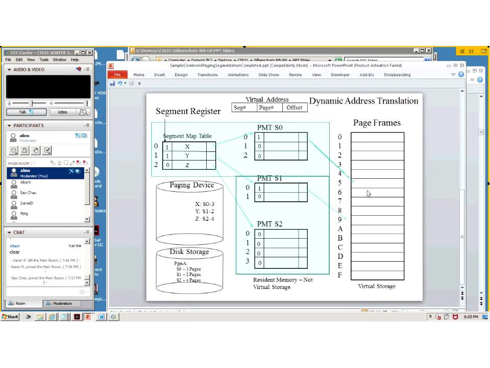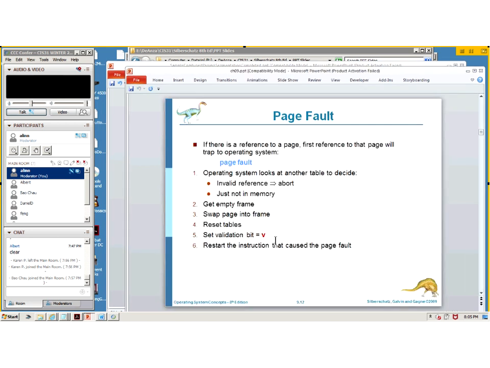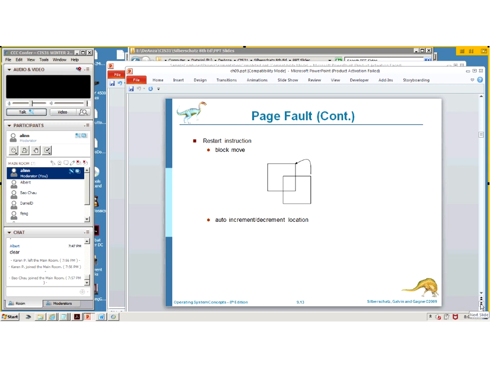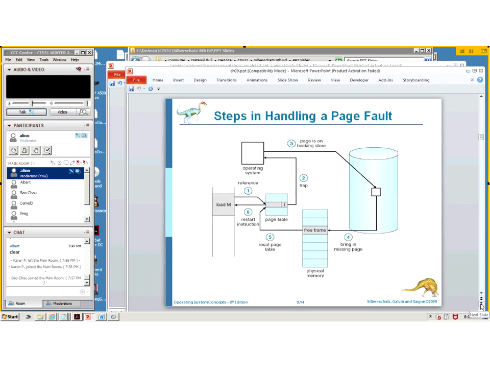So after I put a new page in, I set up the table with the address. I set the valid bit to 1. I'd probably reset this guy to 1, but it's already 1. And then I'd restart that instruction because it failed. Now it will succeed and go through the address and find the correct address. And that's why I said restart the execution that caused the page fault. They're just showing you the same steps in handling a page fault.